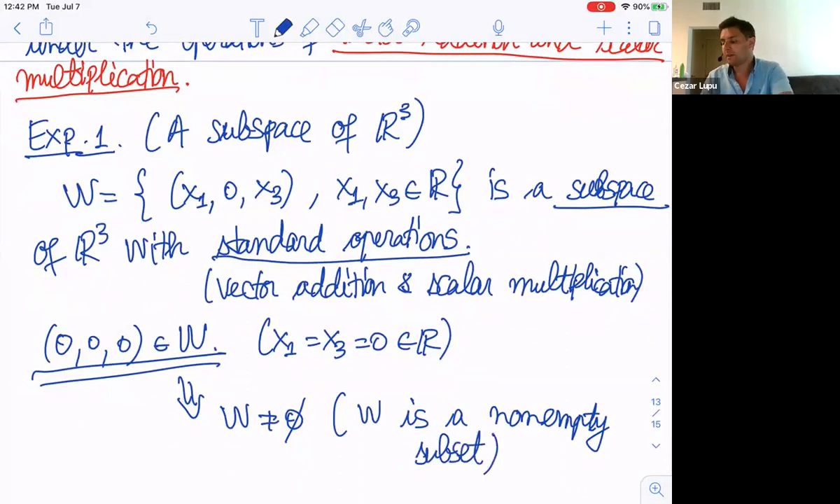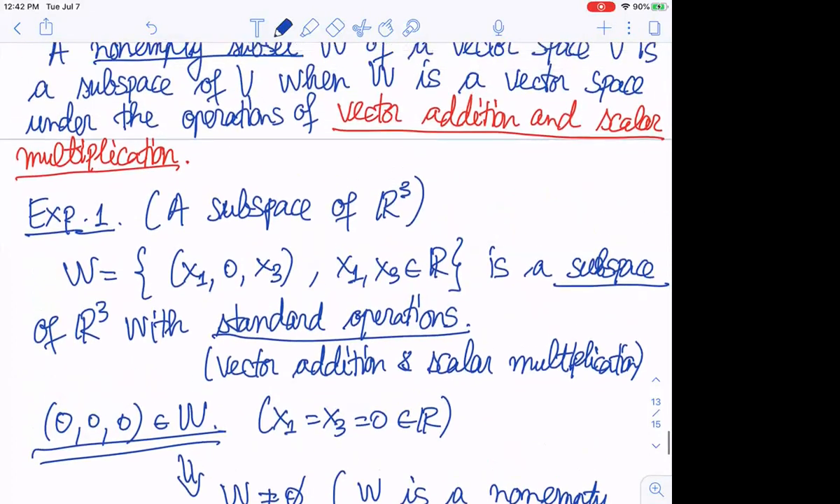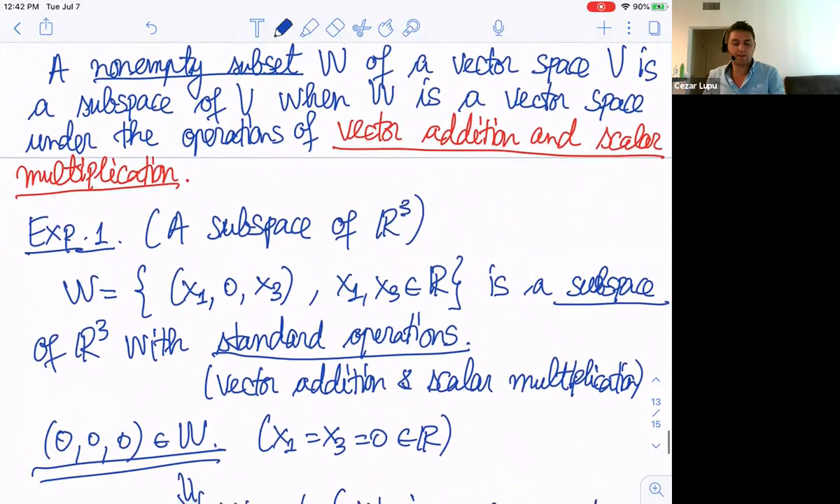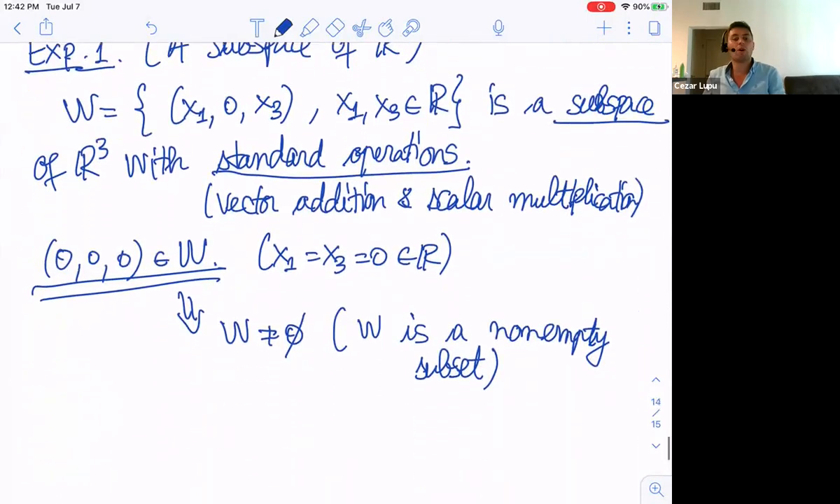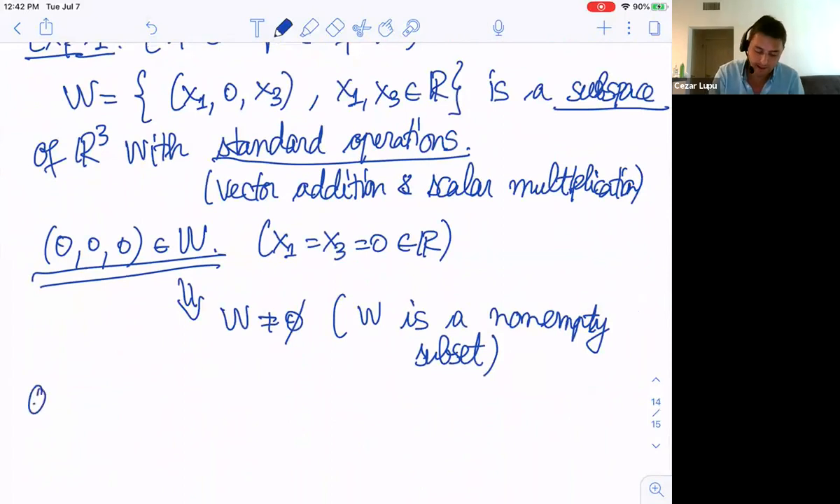Okay, now why do you think this is a subspace? First of all, we've seen the first part of the definition: that it is a non-empty subset of a vector space. Okay, that's great. Oh my goodness. So the question I need to answer now is: is W a vector space?